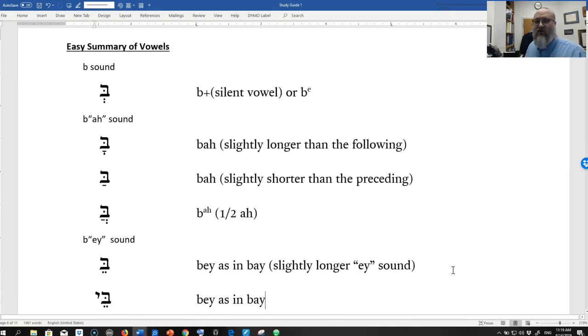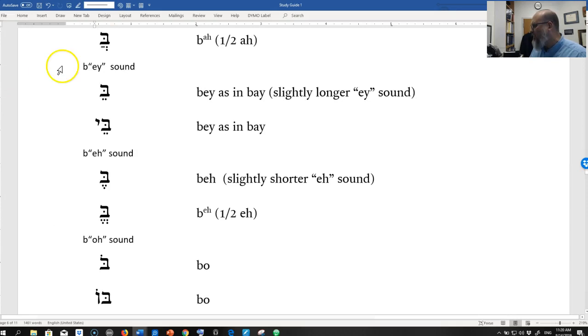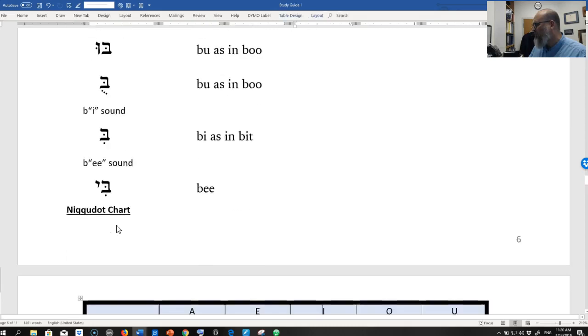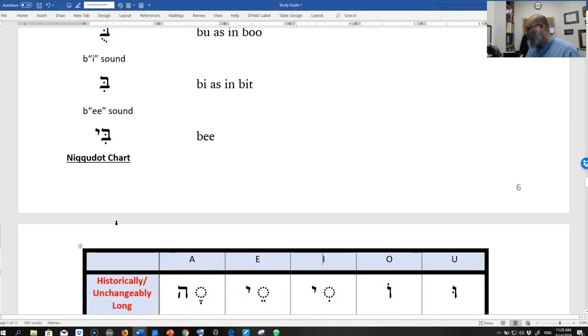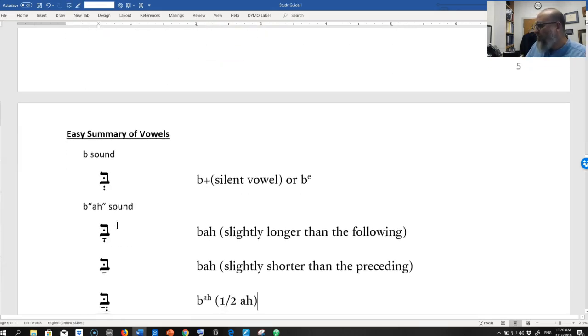Other people have summarized it this way. Be with the shva is be with a raised E or upside down E. What they're telling you is that's just be, a very short sound. Ba, ba, ba. The last one should be half what the previous one was. They're all ba. Bay, bay, slightly longer sound here. Be, then half, whatever be is. Bo, bo, boo, boo, bi, and bee. Now, if that helps you, memorize that.